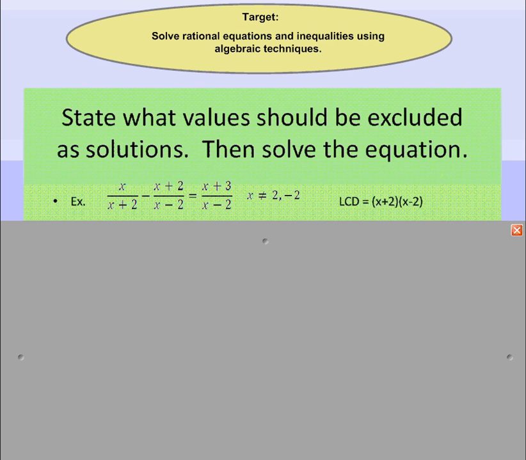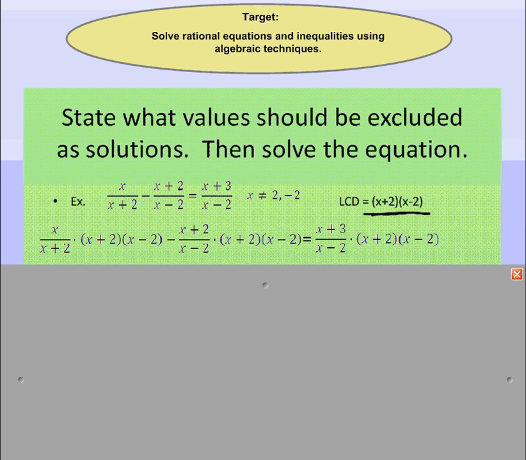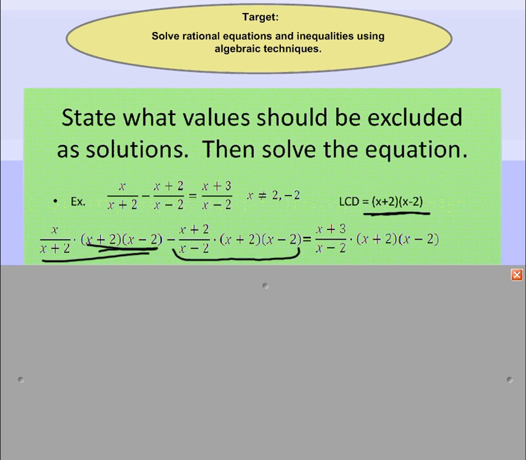The least common denominator between these two values is x plus 2, x minus 2. So our technique is going to be to multiply every term by x plus 2, x minus 2. Not over itself, just over 1. So it's going to look like this. Okay, first term multiplied by x plus 2, x minus 2. Second term multiplied by x plus 2, x minus 2. And third term multiplied by x plus 2, x minus 2.